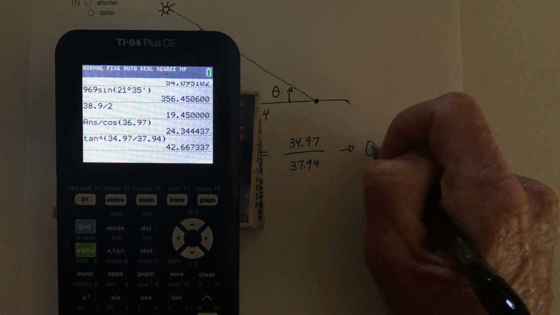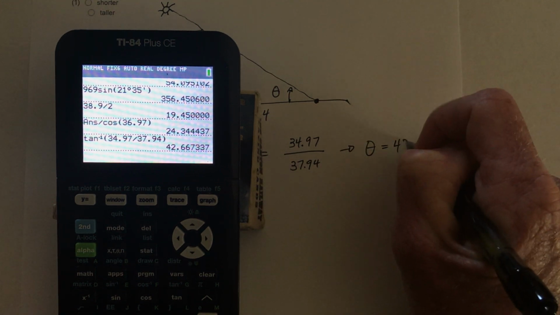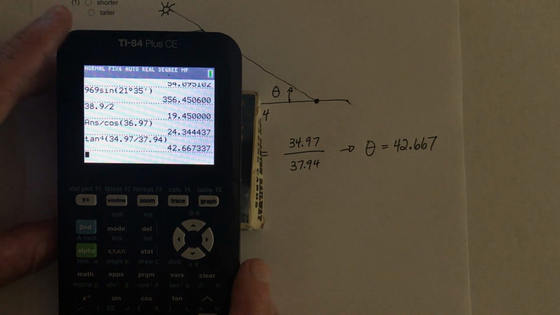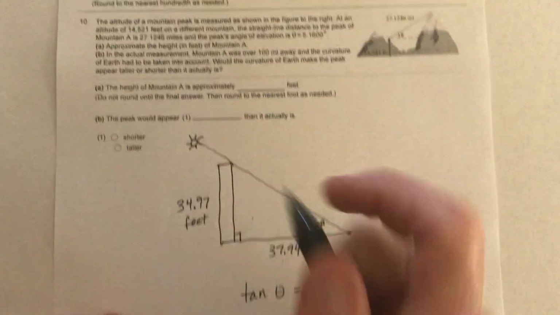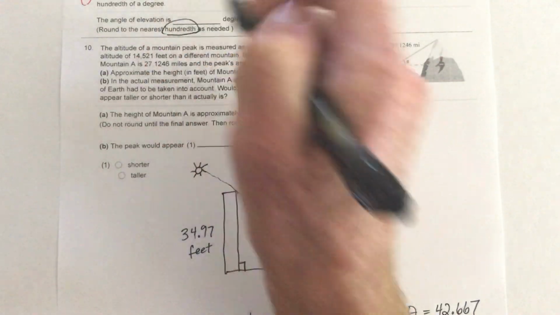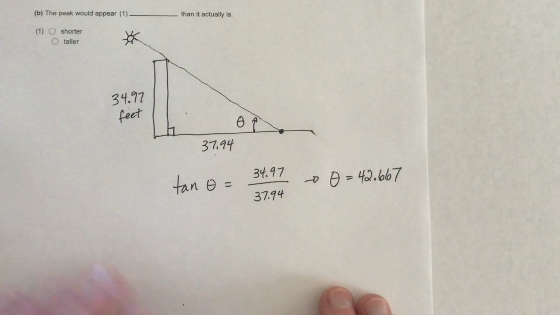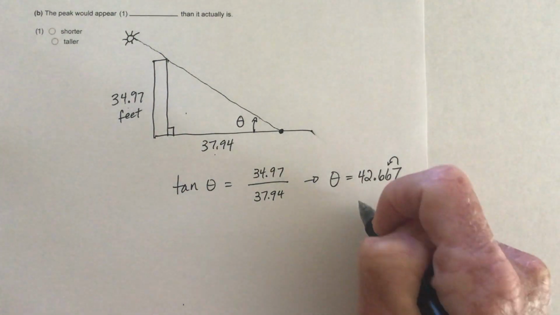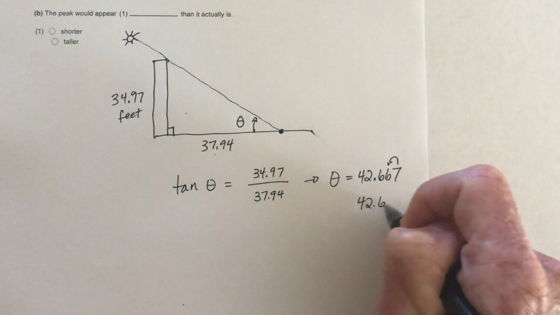And so then theta equals 42.667. They said to go to the hundredth, so that means the second decimal. Well, for this one, that means it's going to get rounded to 42.67.